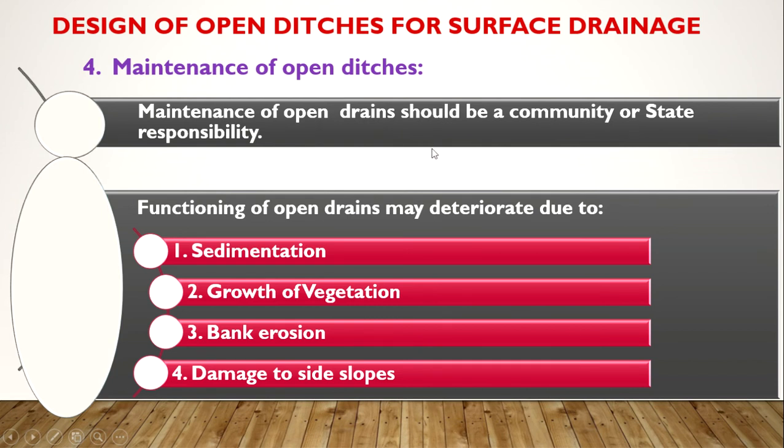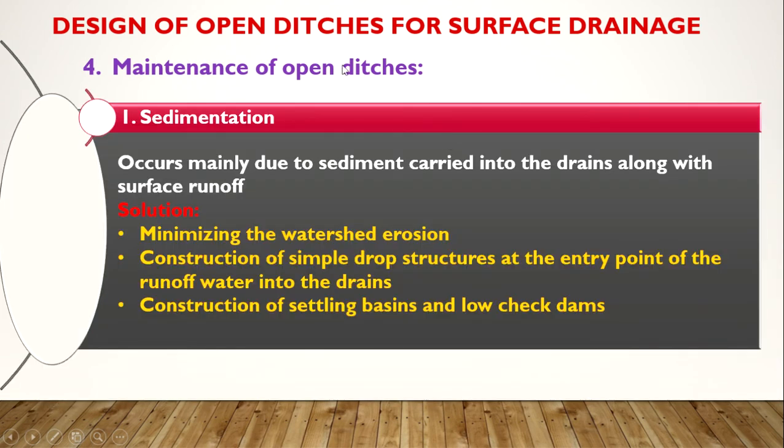The maintenance of these ditches or functioning of these ditches is affected by four main reasons. One is sedimentation, second one is growth of vegetation, third one is bank erosion, fourth one is damage to side slope. Sedimentation is caused when, since the open ditches are used to remove the excess water, this water flows through the ditches and it will carry some soil from the field.